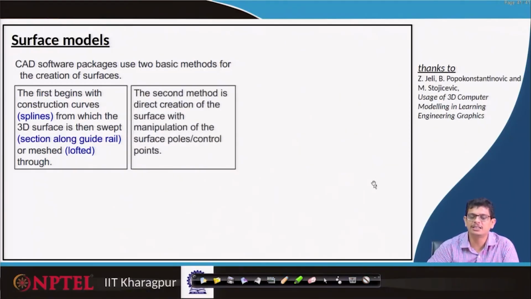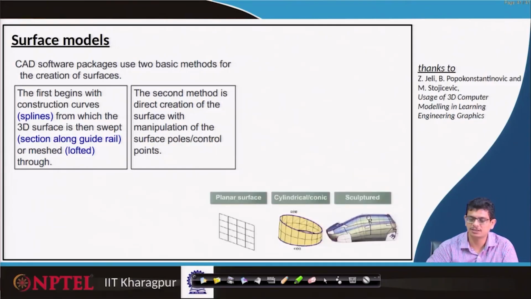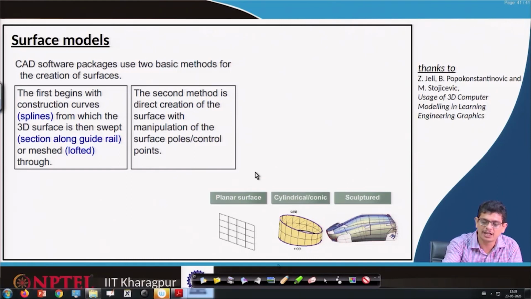The other method is direct construction of a surface by manipulation of the surface poles and control points. Especially, surfaces are categorized into planar surfaces, cylindrical or conical surfaces, and what we call sculptured surfaces.